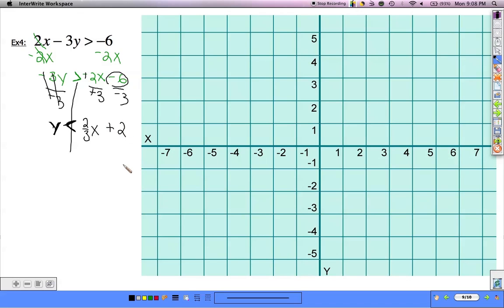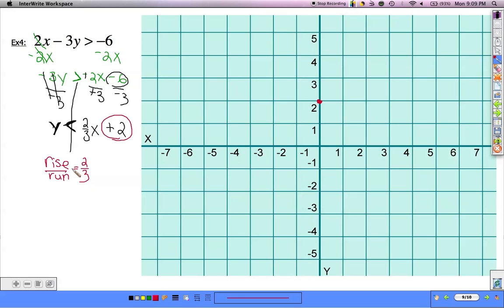Okay, now to graph this, I need to find the y-intercept. In our equation, the y-intercept is plus 2. So I'm going to go ahead and just graph on the y-axis a little dot at plus 2. And then to find the other points on the line, I'll just use the slope, because that is the rise over the run of the line. So the rise is going to be 2 and the run is going to be 3.